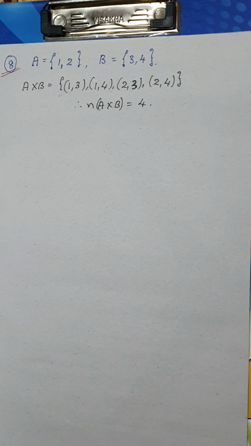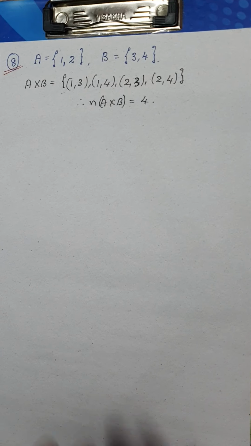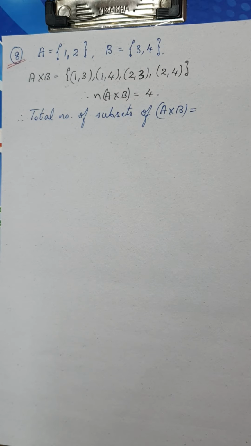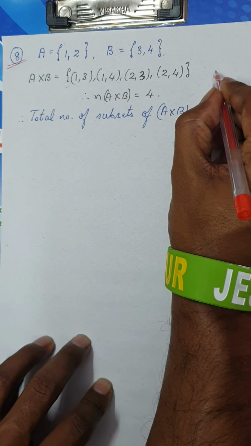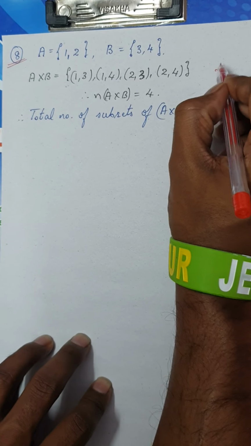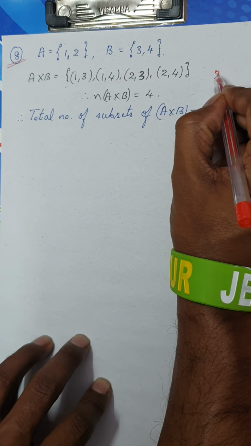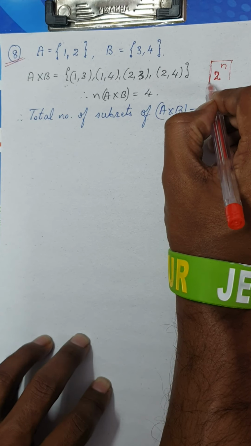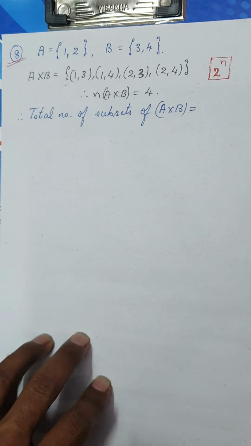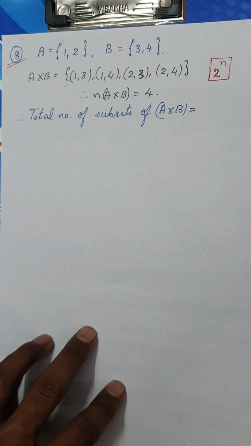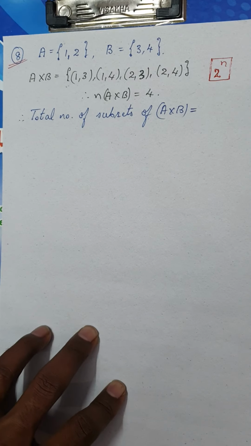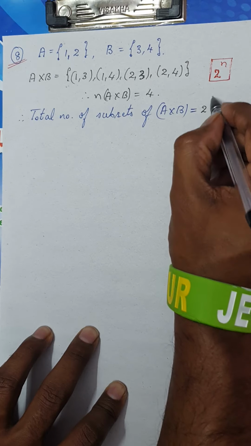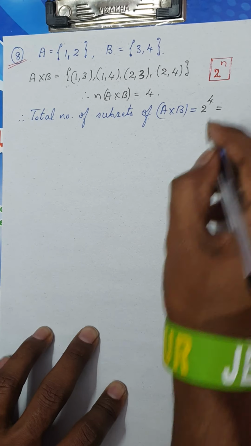Now you have to find how many subsets A cross B will have. Hope you remember the formula. If a set has n elements, then the total number of subsets would be 2 power n. Hope you remember the formula which was covered in this chapter on sets. Therefore, the total number of subsets of A cross B will be 2 power n, where n is the number of elements, which is 4. So this is nothing but, what is 2 power 4?